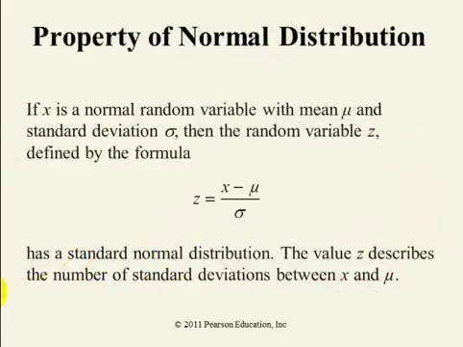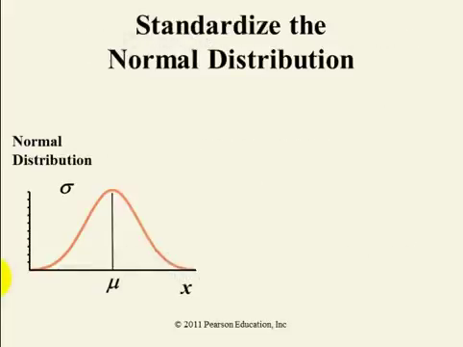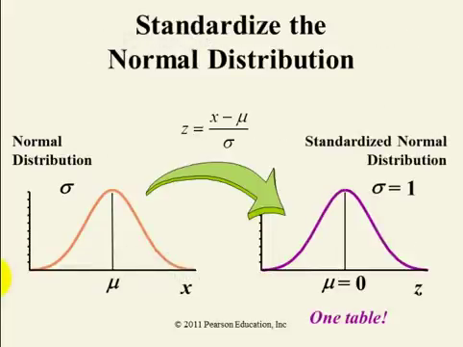Well, we can create one table if we simply transform the data point that we're interested in, finding the probability of, transform it by that formula that we've used before. Z equals the data point minus the mean divided by the standard deviation. After you do that, you can look it up in a standard normal table. So that transforms a normal distribution into a standard normal distribution. Here's the mean, here's a standard deviation. And by doing this, we can transform the values into a mean of 0 and standard deviation of 1. And we have one table.